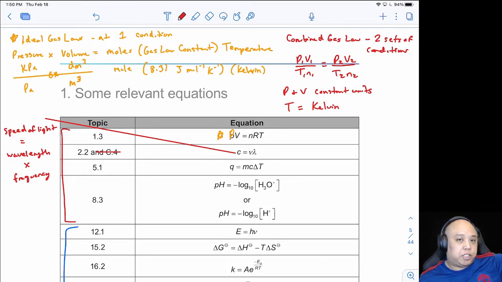But you're really trying to show that wavelength and frequency are inversely related to each other. When wavelength goes up, frequency has to go down. When frequency goes up, wavelength has to go down. So it's that inverse relationship between wavelength and frequency you really want to focus on here.